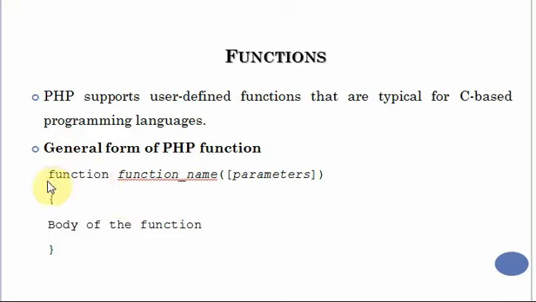The general form is, first of all you're writing function followed by the name of the function and you're writing the parameters. You can see here parameters are written inside the square brackets, so these are the optional ones. Then within the opening and the closing braces you have the body of the function. So this is the general form of a PHP function.